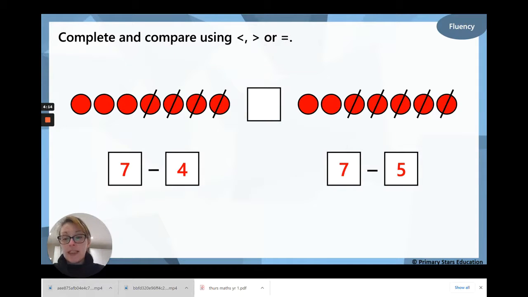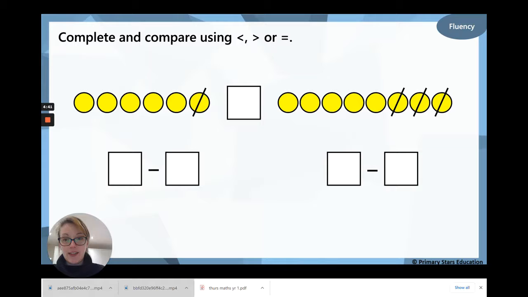So 7 take away 4 is 3. 7 take away 5 is 2. So we know that 3 is a larger number, it's greater than 2. So we can put the greater than symbol in. 3 is greater than 2. So 7 take away 4 is greater than 7 take away 5.